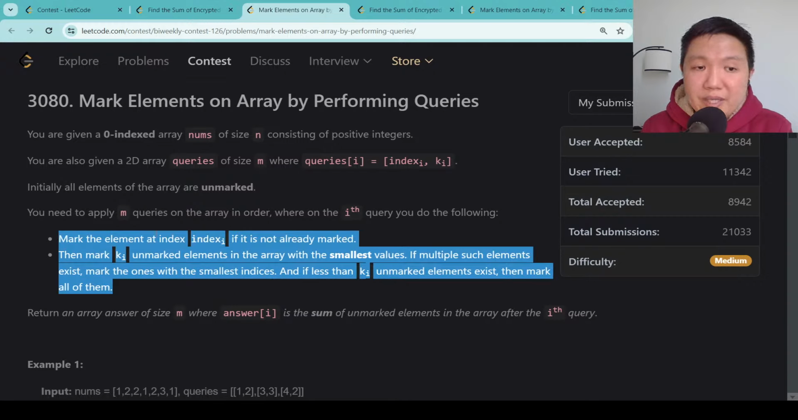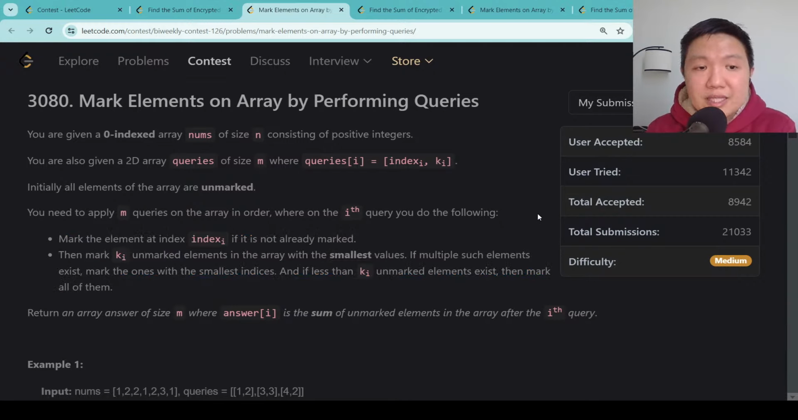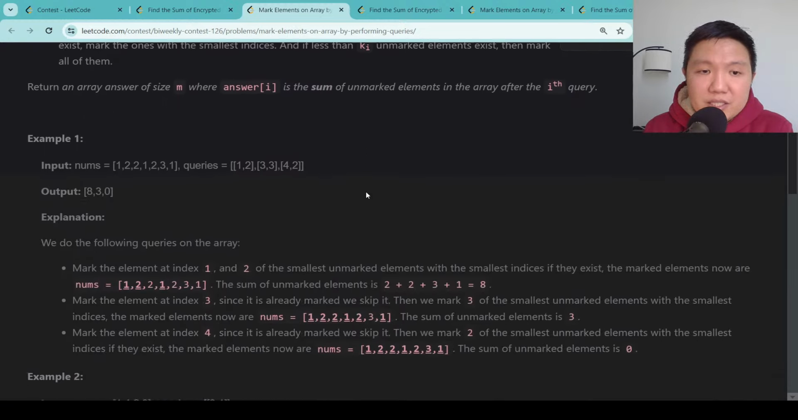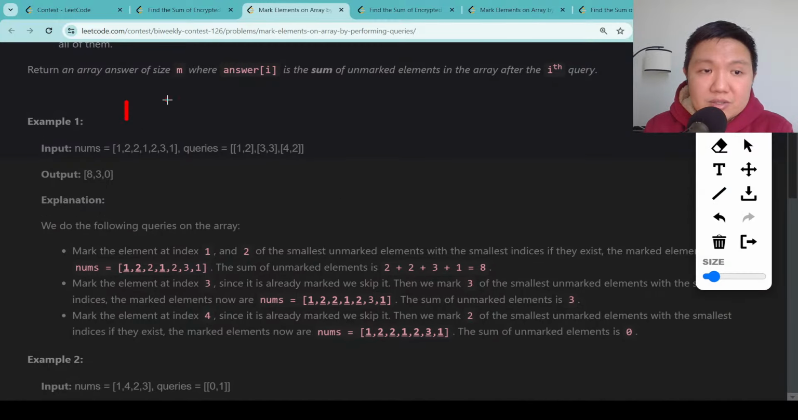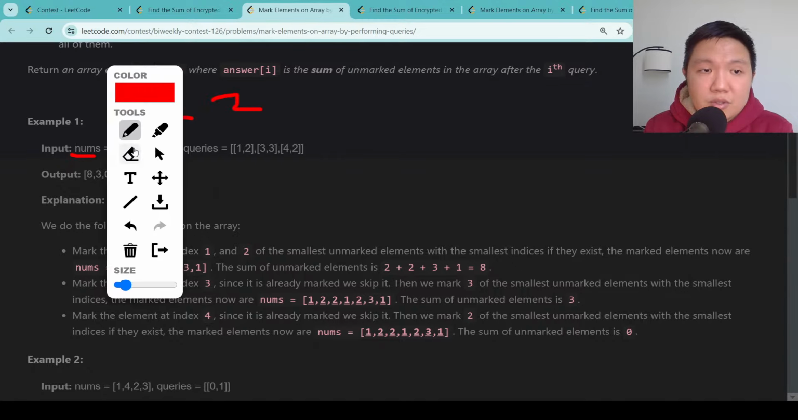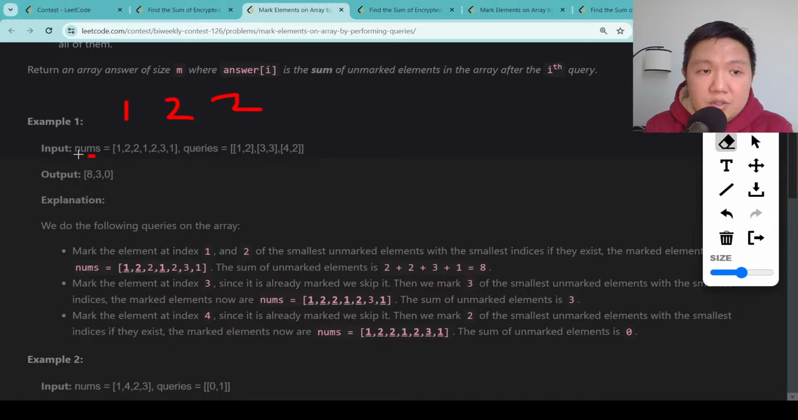Okay? So basically what this question is saying is that you start with a bunch of nums, and then you mark them. Okay? Let's go through an example. So let's say this is nums, right? This guy right here. 2, 1, 2, 2, 3, 1. Okay, this is your nums.